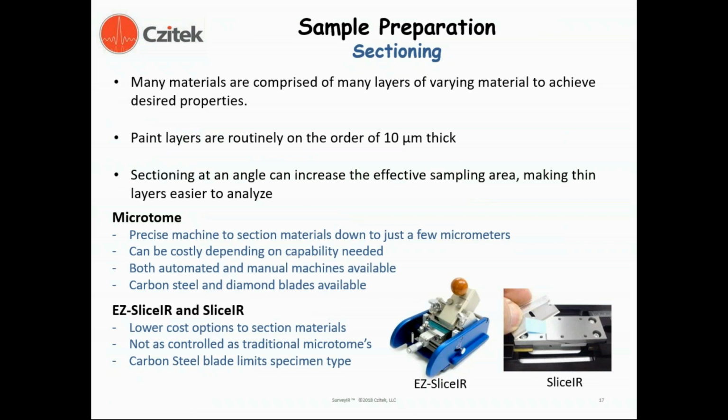So with multi-layered samples, there are various methods that you might want to use for sectioning. In layered samples, some of these layers can be extremely thin, 10 micrometers or less, which can challenge infrared microspectroscopy analysis, making these thin layers thicker effectively and easier to analyze. A microtome is a fairly sophisticated instrument that takes some training and technique to master.